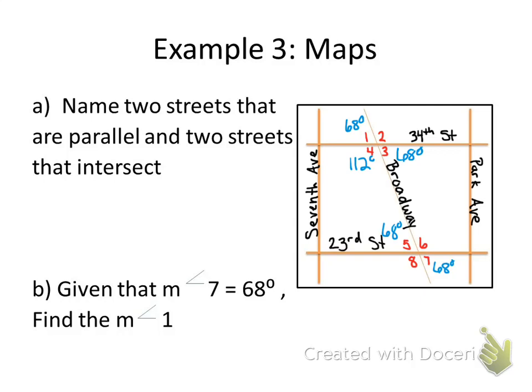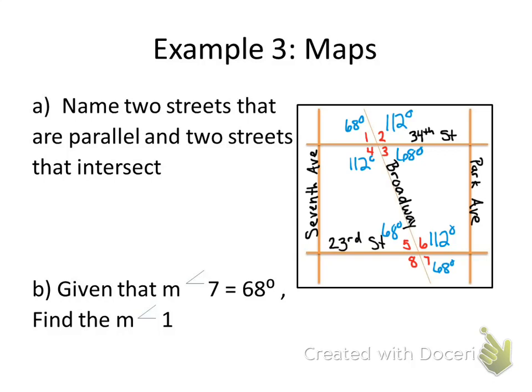What about angle 2? What would be the measure of angle 2 and why? 112. Marissa? 112 because 4 and 2 are vertical. Very good. What would be the measure of angle 6? 112, because 2 and 6 are corresponding. Very good. 112 because 2 and 6 are corresponding, or because 6 and 7 are supplementary.